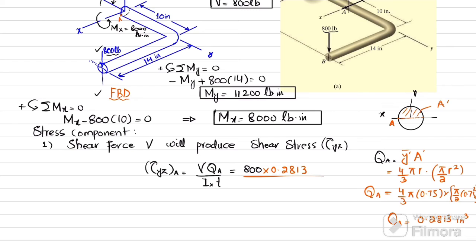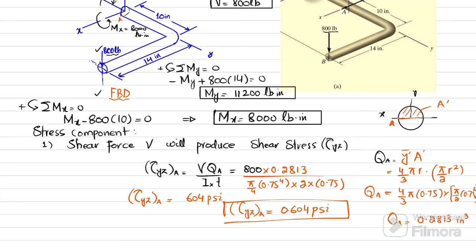0.2813 divided by, and I for this circular shaft will be equal to pi by 4 c power 4. So pi by 4 c power 4, c is 0.75 power 4, multiplied by thickness. You can see thickness will be this diameter, so that will be 2r. So multiply by 2 multiply by 0.75 inch. And when you solve this, you will get the shear stress in y plane in the direction of z at point A comes out to be 0.604 psi. So this is the shear stress due to the vertical shear force.